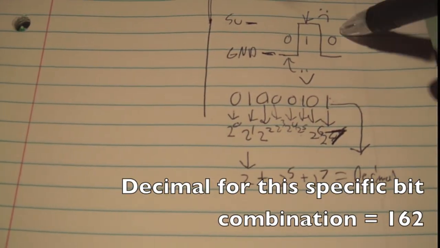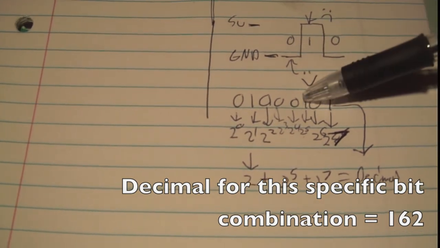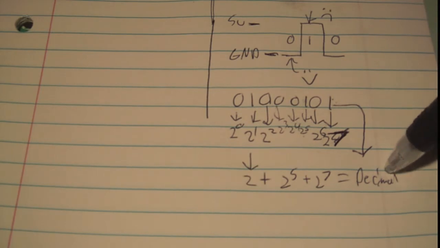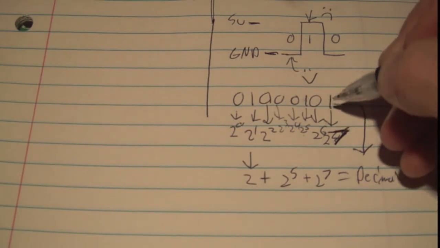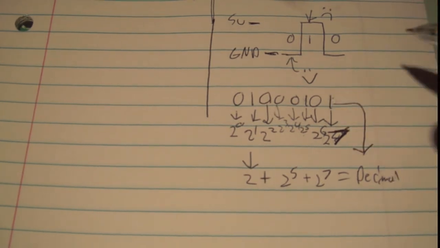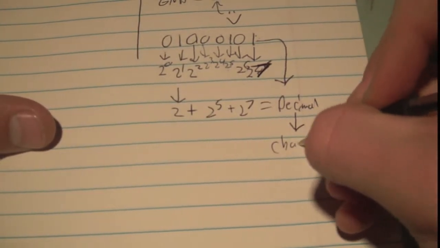Okay, and that's how digital values work. They assign values of ones and zeros, which can be converted to binary, and then converted into a decimal number, which your code can use. Or you can take this string of numbers, convert it to a decimal number, which can then be converted into characters.